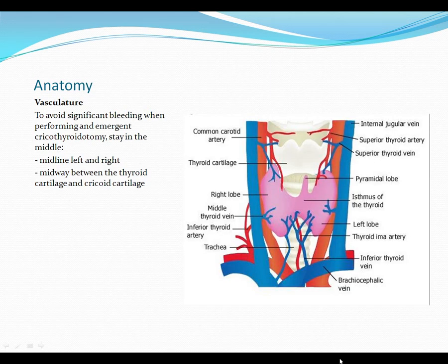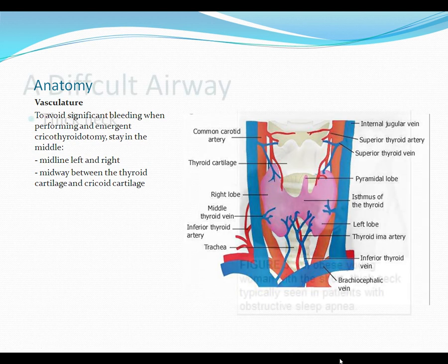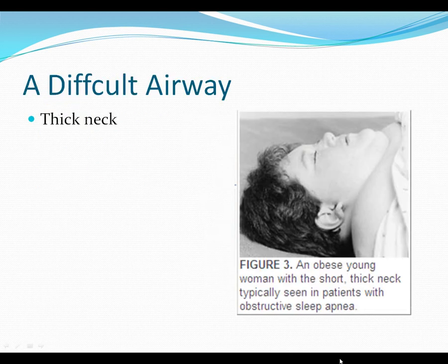All right, and vasculature. The main point here is if you ever have to, or if they test you on doing an emergency trach, the reason to stay in the midline is to avoid all these vessels. And so if you stay in the midline left to right and the midline up and down, you should be in the clear, but everywhere else there's just tons of vasculature.